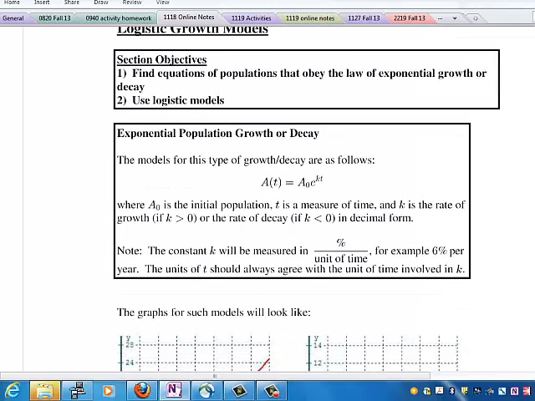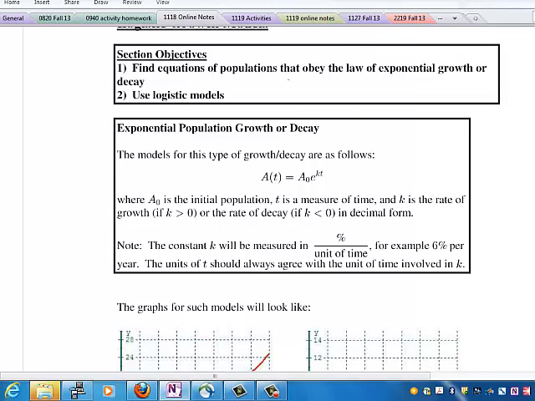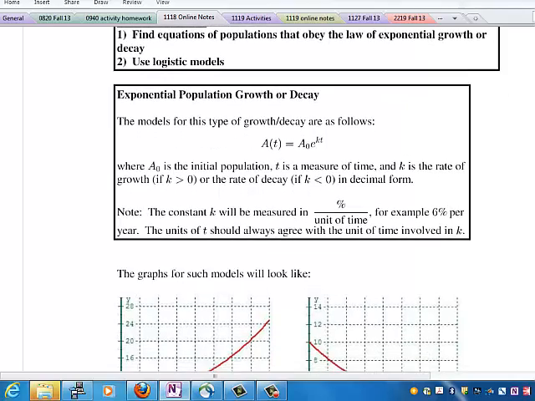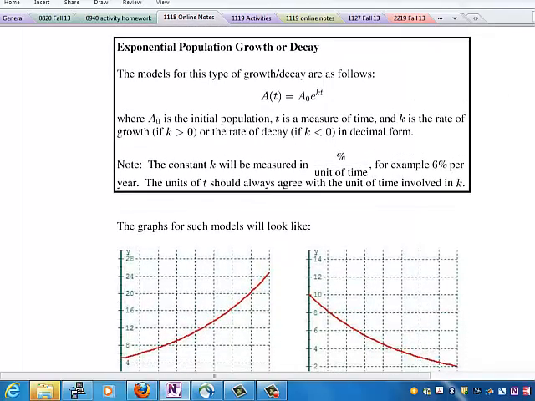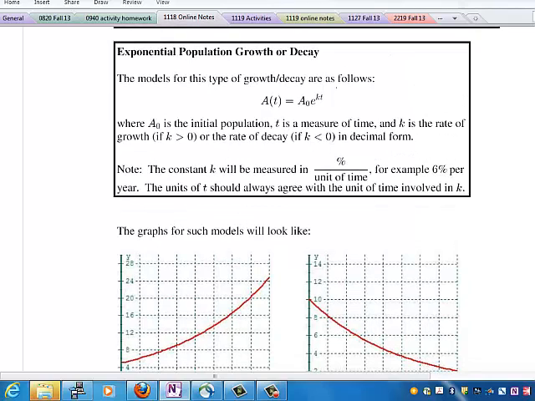So our objectives in this video are to find equations of populations that obey the law of exponential growth or decay, and to use logistic models. The general formula that describes exponential growth or decay, what's called uninhibited exponential growth, is this pattern right here.